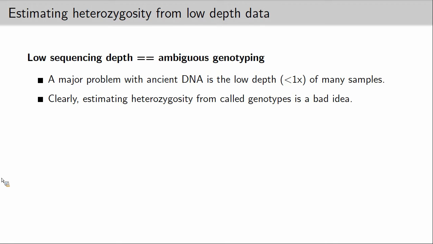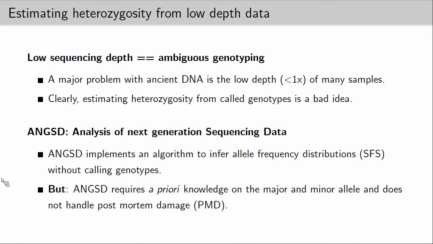Right? If you just want to say, oh, let's go up to 10x, it becomes unaffordable even for super rich labs. So we have to deal with the fact that some of these samples have depths of around 1x. Okay. Clearly, if we are interested in inferring genetic diversity of a sample that has just 1x coverage, then first calling genotypes and then just counting all the sites that are heterozygous seems to be a pretty stupid idea. Right? So we have to do this in a somewhat different way.